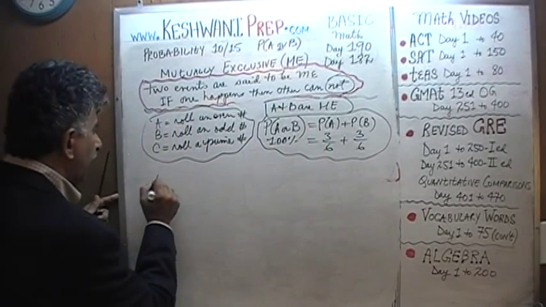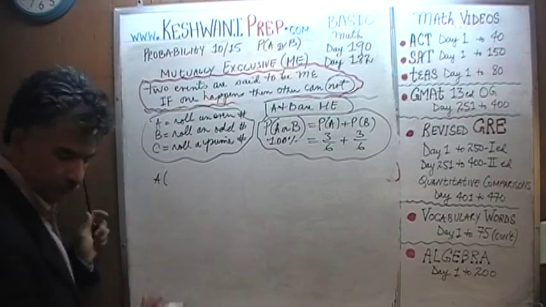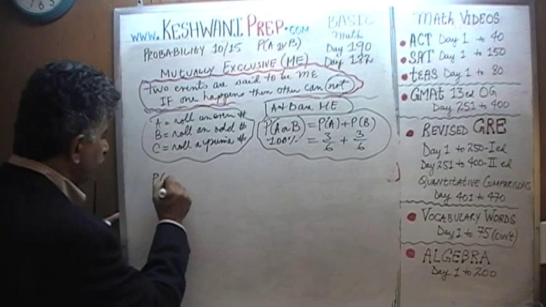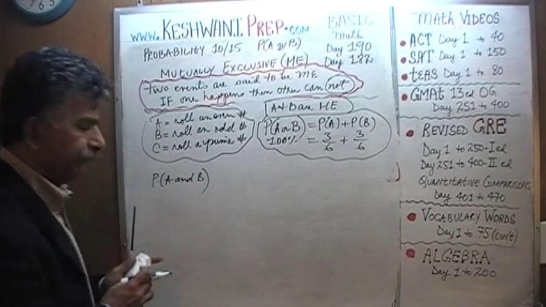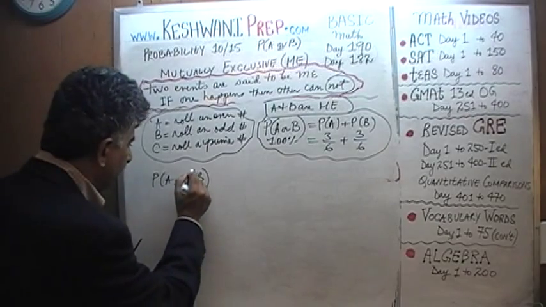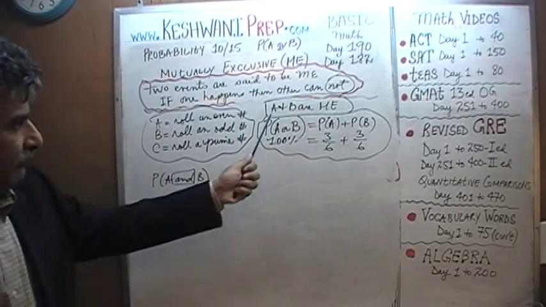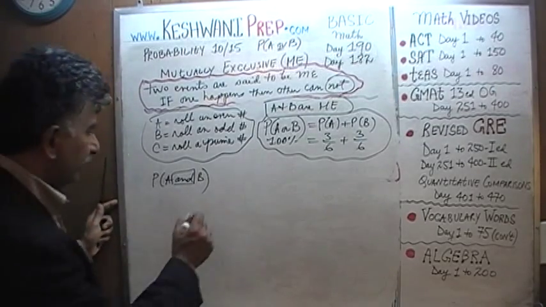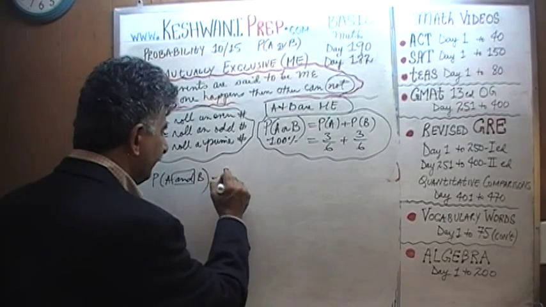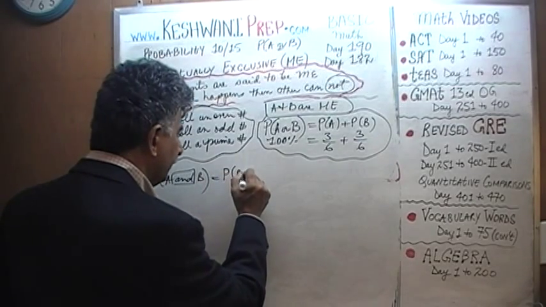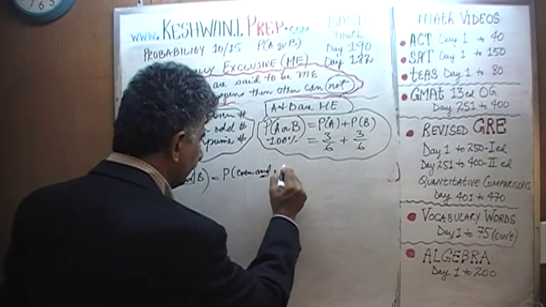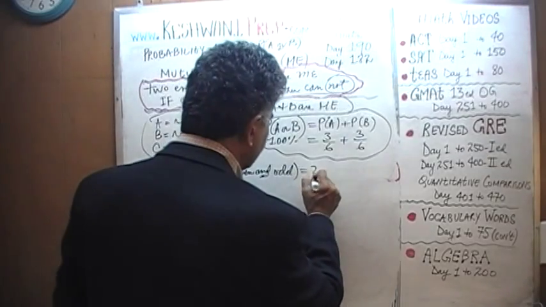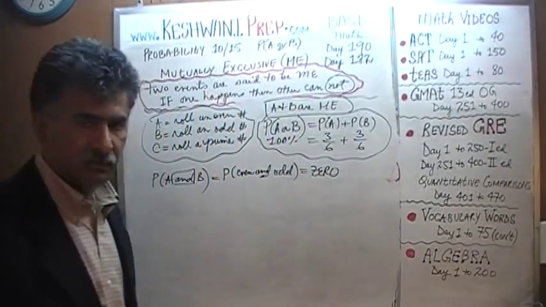How about the probability of A and B? Now this is A and B. Well, we just talked about it. If they are mutually exclusive, what are the odds that both A and B can happen? In other words, what are the odds that if you roll a dice, you will get a number that is both an even number and an odd number? Well, that's just silly. It's not going to happen. It's zero. We don't have to do any calculation.